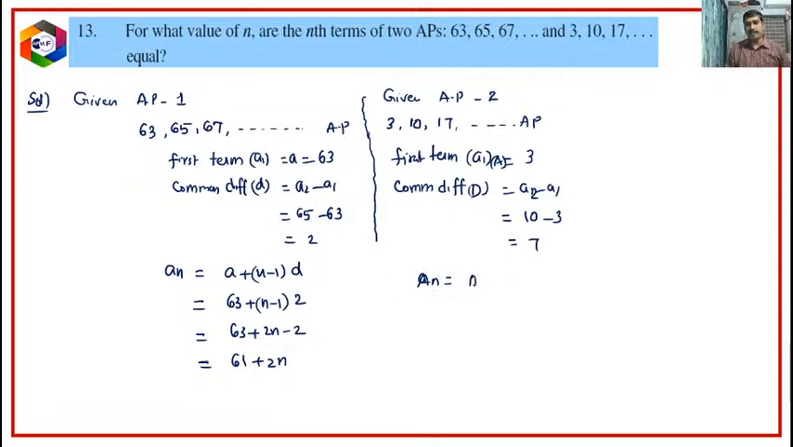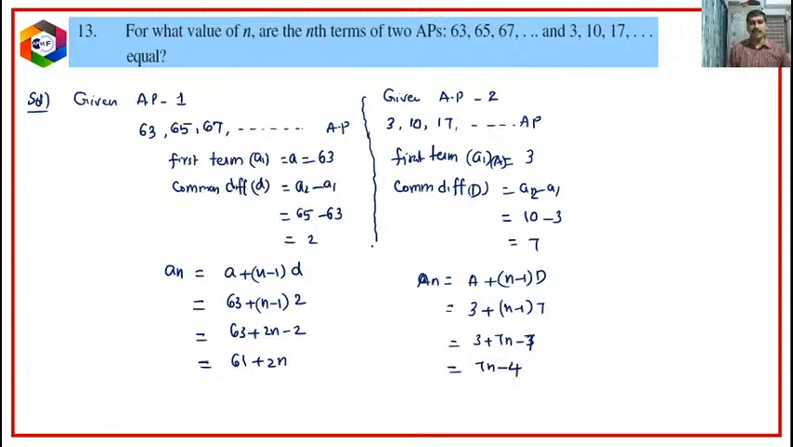In the same way here also I am going to calculate An. What is that? A plus (n minus 1) into D. Here A is 3 in this progression, n is the same term, and D is 7. Now which is equal to 3 plus 7n minus 7. Now 7n plus 3 minus 7 is minus 4.